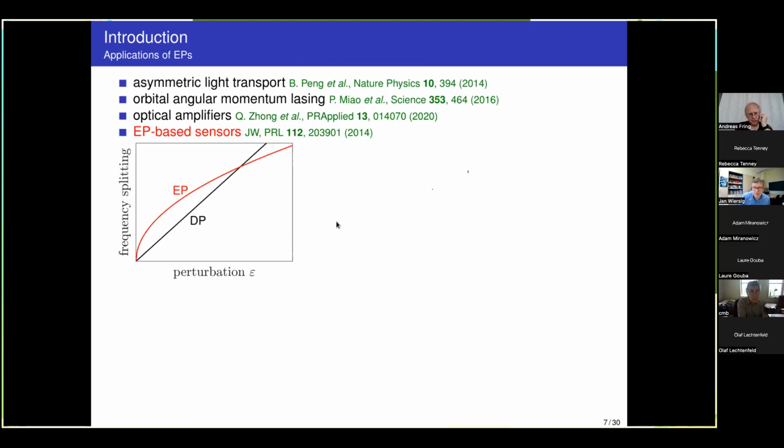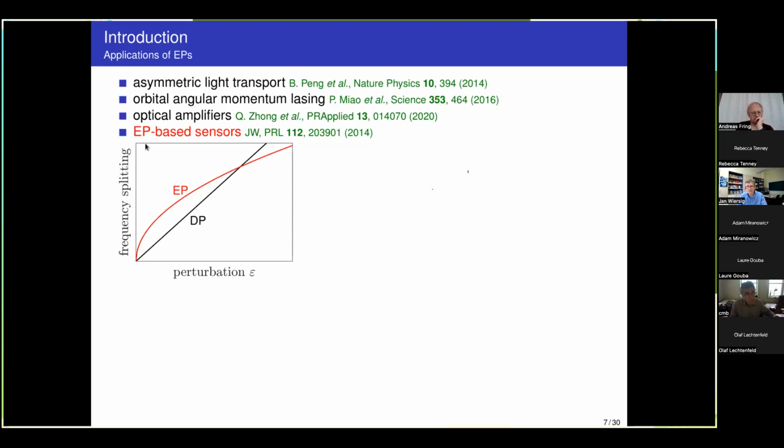Now, since it has been proven that exceptional points exist in physical systems, people started already in 2014, 2016 to look for applications. There are some ideas around. This is not a complete list, of course: asymmetric light transport, orbital angular momentum lasing, optical amplifiers, and exceptional point-based sensors.